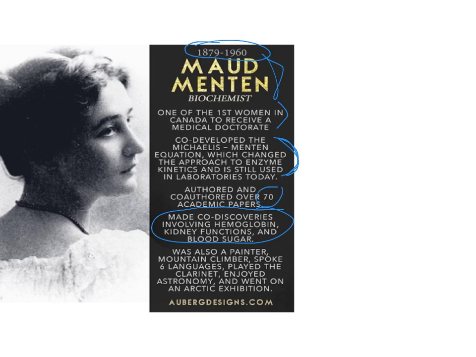Look at this. She authored 70 academic papers. Crazy. And if that wasn't enough, she was a painter, spoke 6 languages, a mountain climber, went on an Arctic expedition. That's awesome. Played the clarinet, astronomy. Anyways, she was pretty amazing. So Maude Menten, one half of Michaelis-Menten, and she made a whole bunch of other discoveries that we still use in biochemistry and physiology today as well. So Maude Menten, badass chemistry lady, biochemistry lady.